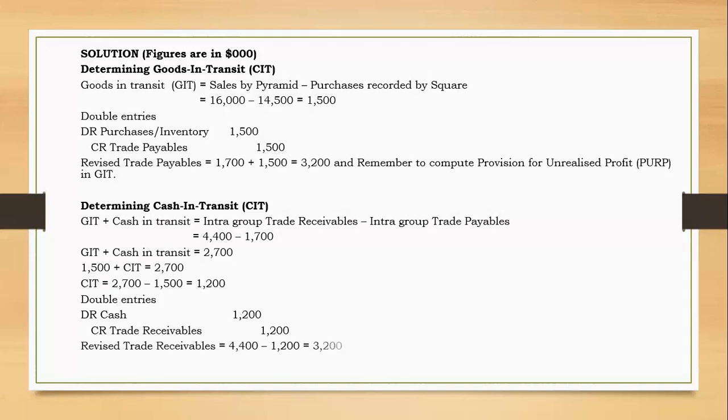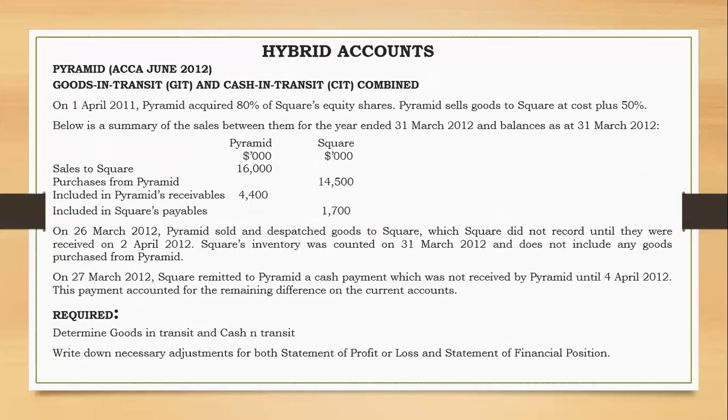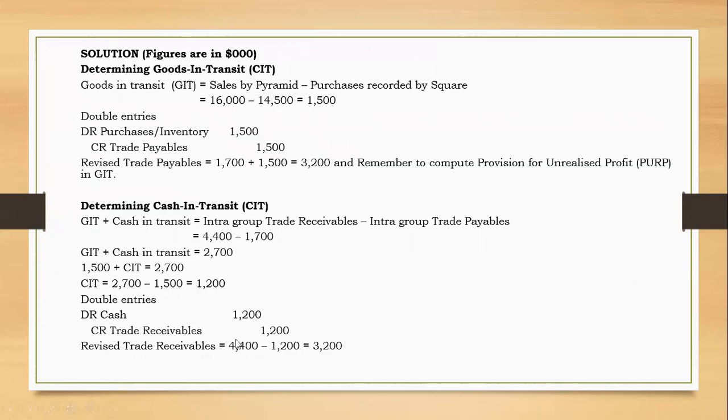Now, in case you needed to revise the trade receivables, how much were the trade receivables before? Trade receivables before was 4,400. Now let's revise it. Since I have credited it with 1,200, I will decrease it by 1,200 and end up with 3,200. If you take a look, have you noted something here? The revised trade payables equal 3,200, but also the revised trade receivables equal 3,200. This means that they are actually equal, and this is what should have been the case from before.